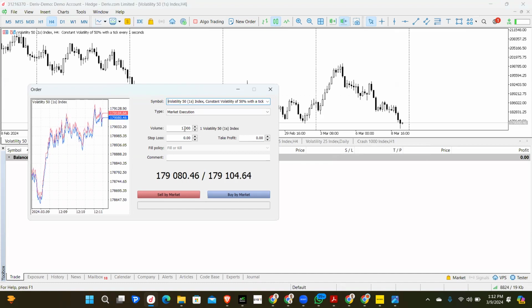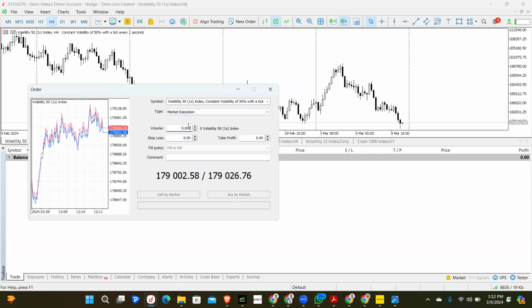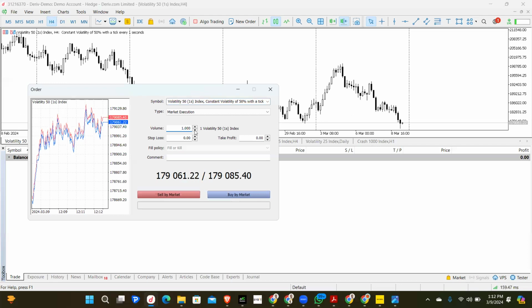Before you place a trade, you need to make sure you have analysis and things supporting your trade. I just want to use a standard lot, that is one lot, or let me use two lots. It's not allowing me to use two. All right, let me use one, and I want to enter by market order.